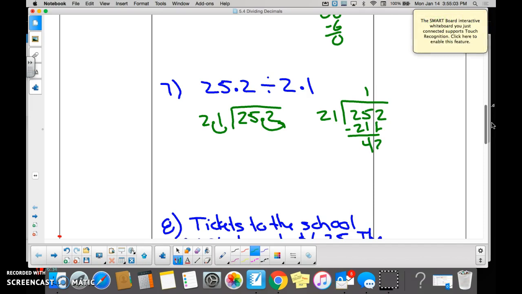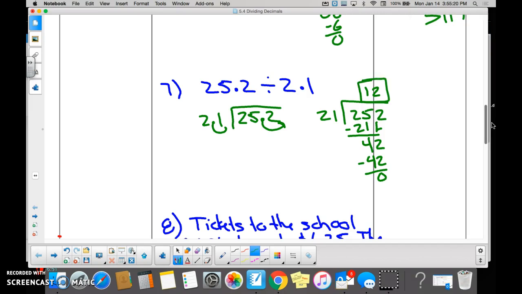Bring down the 2. 21 goes into 42 2 times. 2 times 21 is 42. We got nothing left over. My answer is 12. Again, I said that we should be somewhere around 12, 13. 12 is really close to 12 or 13.